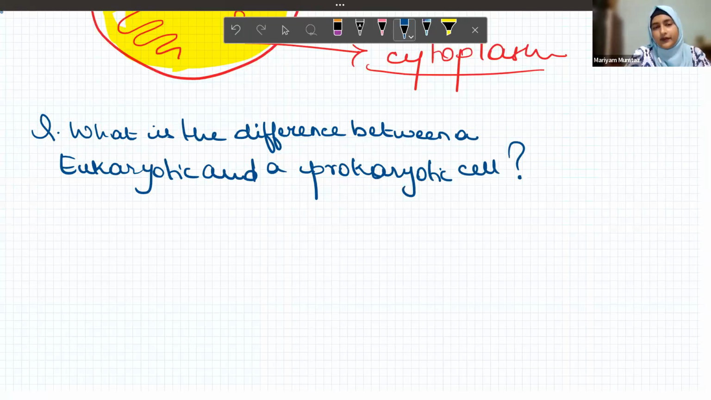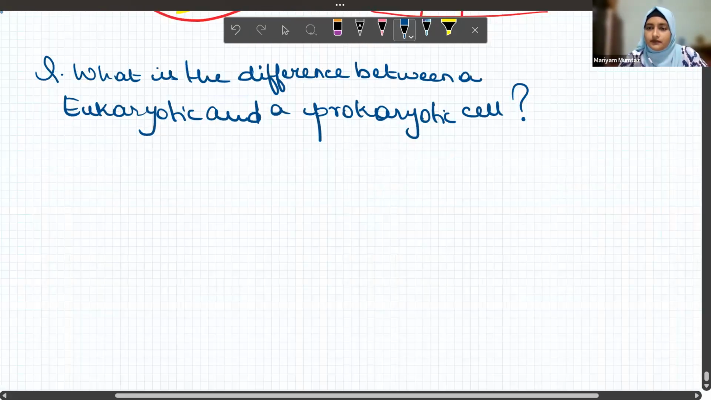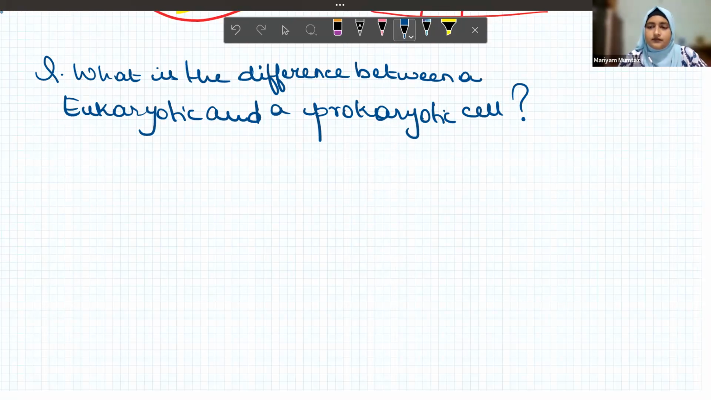Yes, ma'am. Eukaryotic cells have the organelles, and the prokaryotic cells do not have them, as well as it does not have the nuclear membrane. Yes, you're right. Prokaryotic cells do not have the nuclear membrane.